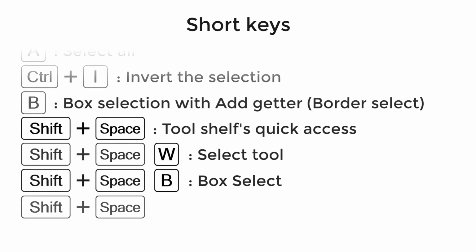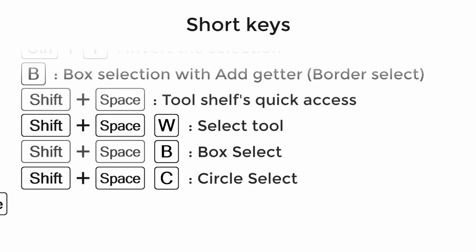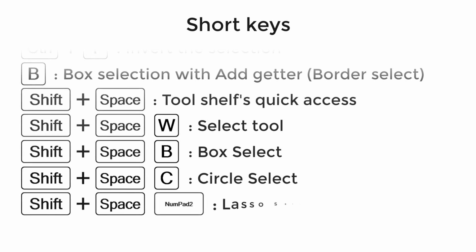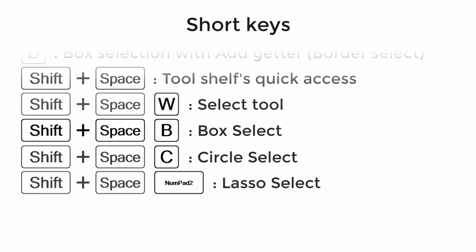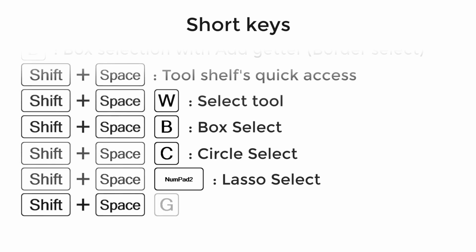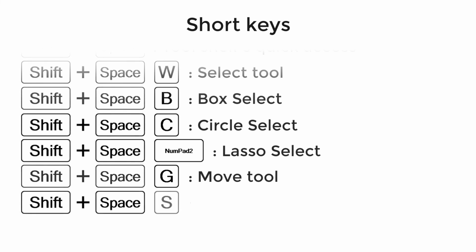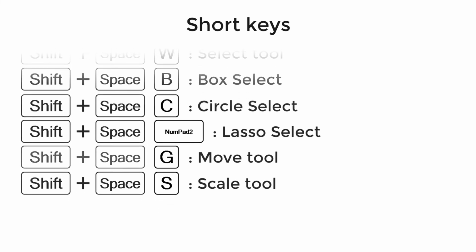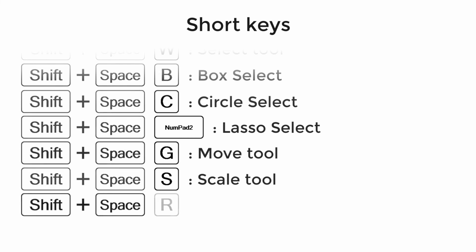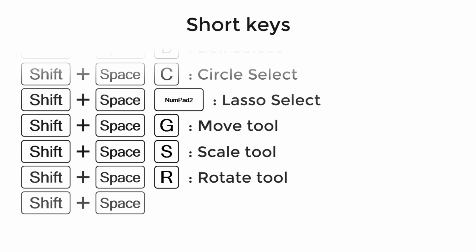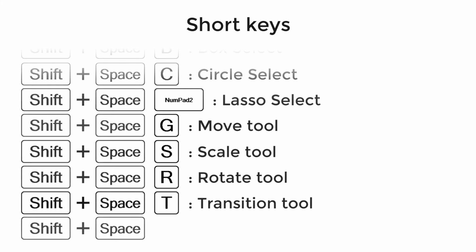Shift with spacebar and C, circle select. Shift with spacebar and number pad 2, lasso select. Shift with spacebar and G, move tool. Shift with spacebar and S, scale tool. Shift with spacebar and R, rotate tool. Shift with spacebar and T, transform tool. Shift with spacebar and hit spacebar again, cursor tool.